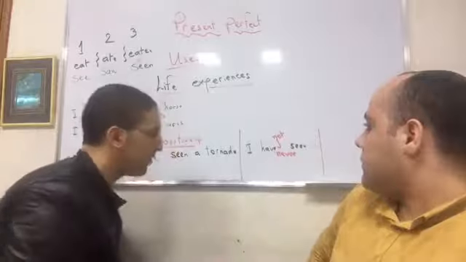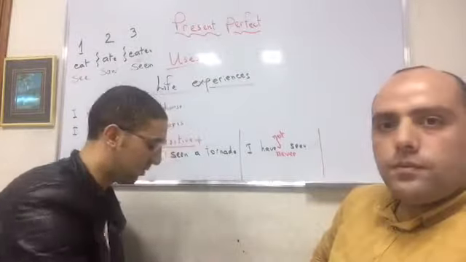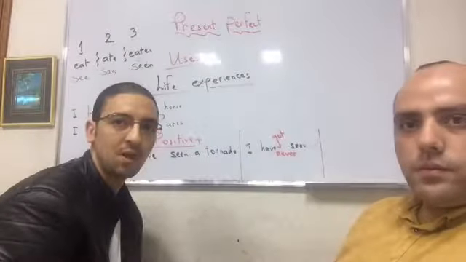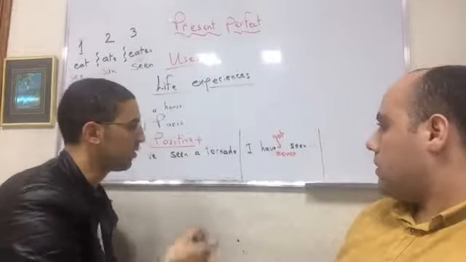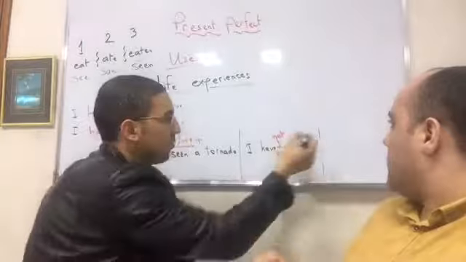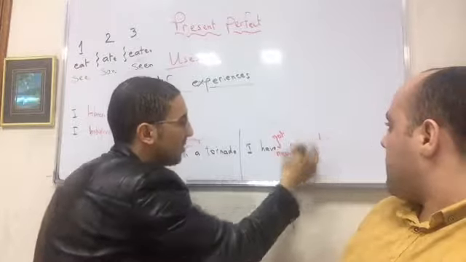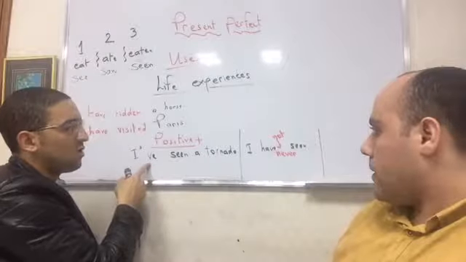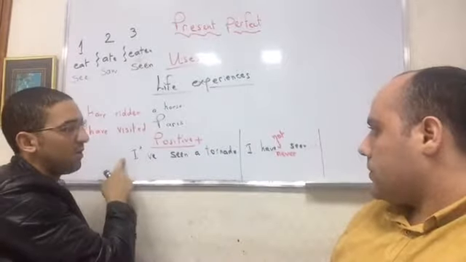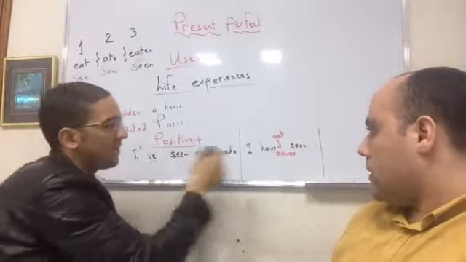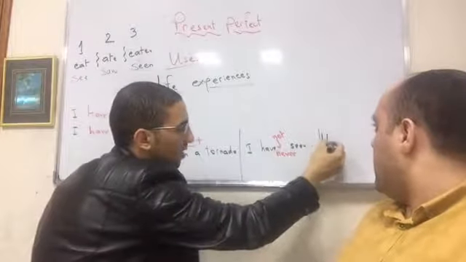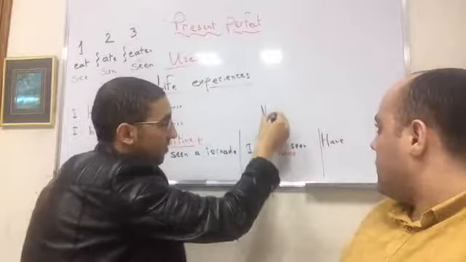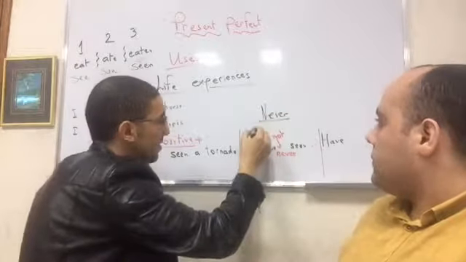Star gave us the question. Whenever you have a helping verb, your question should always start with the helping verb. So you're going to start with have. Remember, we use never in the negative. This is the negative form.